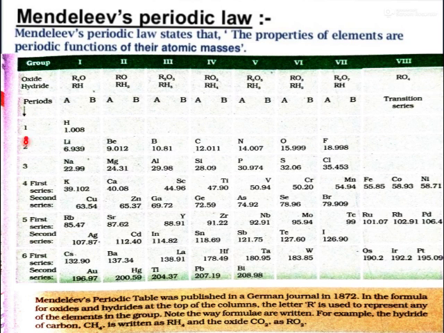we are with a very important scientist who classified the elements in a different way, and his name was Dmitri Ivanovich Mendeleev. In short, he is known as Mendeleev. So Mendeleev started to classify the elements, and at that time there were 63 known elements.